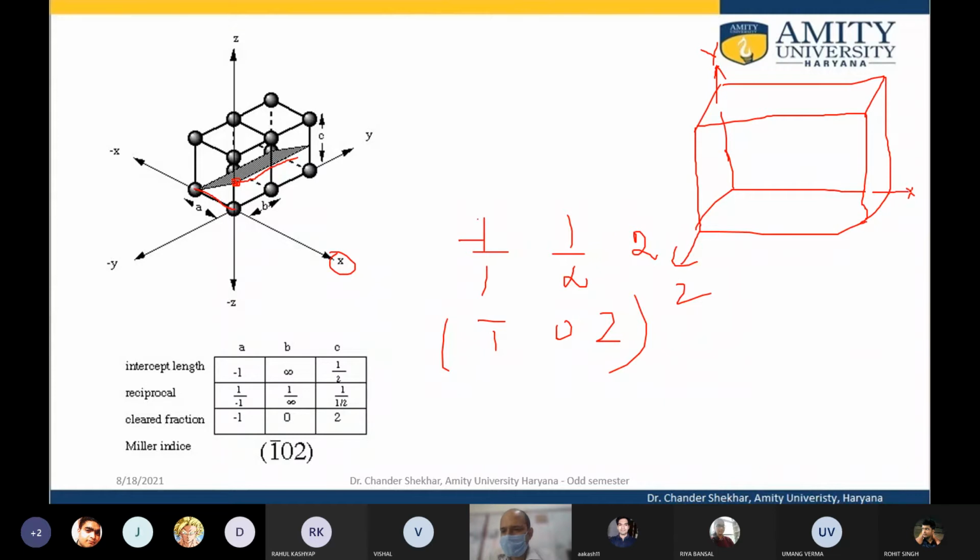So the negative direction is, say, at this particular point, and for y it is 0, so it doesn't intersect, and for z it is 1/2. So basically this line, and then parallel to the y-axis. This is the plane.